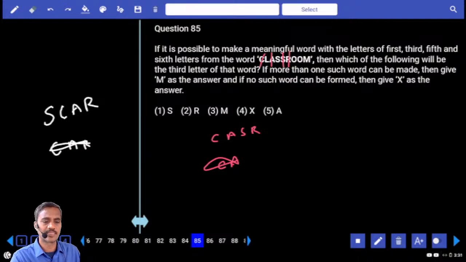As care and R-A-C-S. Is there any word called R-A-C-S? Racks? Yes. Then which of the following will be the third letter? What is the third letter we have? A. A, choice 5.